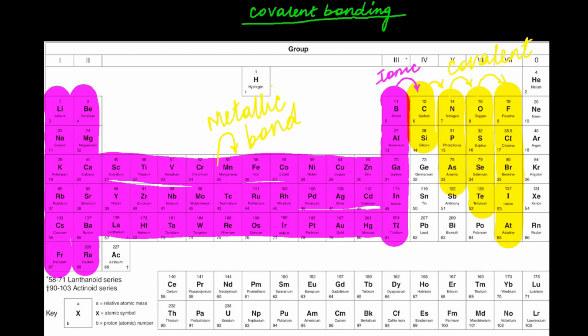Now, in covalent bonding, the atoms don't lose or gain electrons, they share electrons, and they will try to complete their outermost shells. Now, see, I'll give you an example. Fluorine will always try to become like neon. Oxygen will always try to become like neon. Nitrogen will always try to become like neon. Carbon will always try to become like neon.